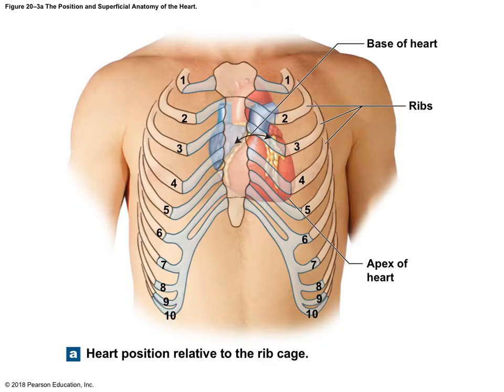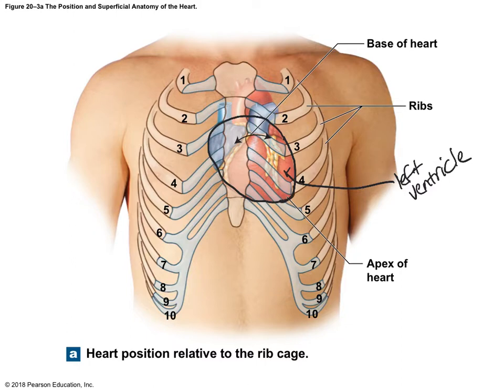Here's another picture of the heart, and we can see where it sits behind the breastbone, or the sternum. So you can see the heart is way up here, and we do see that it comes off to the left side a little bit. That's because this area over here is the left ventricle, and the left ventricle is bigger than the right ventricle.